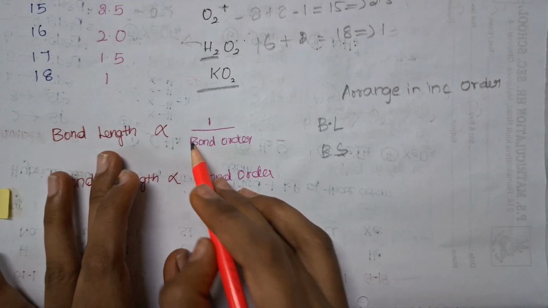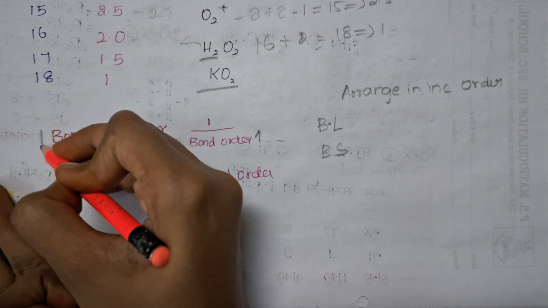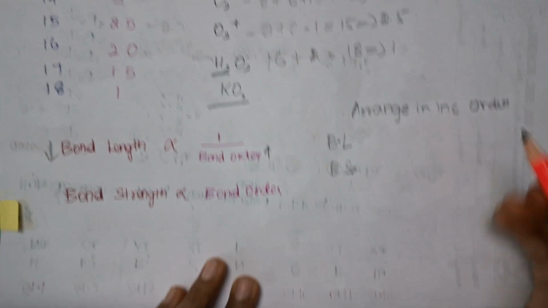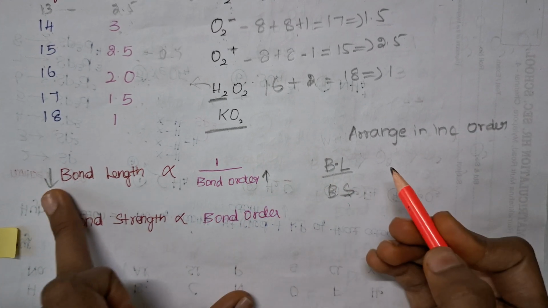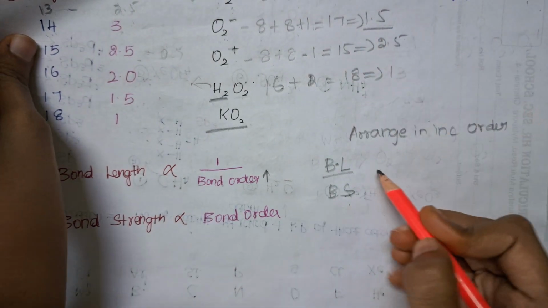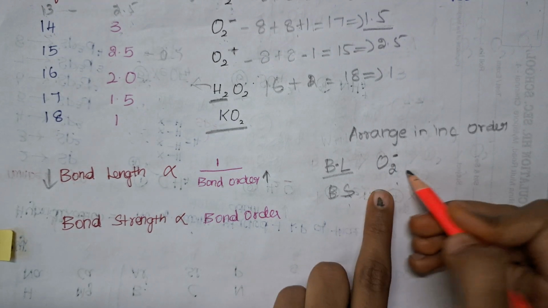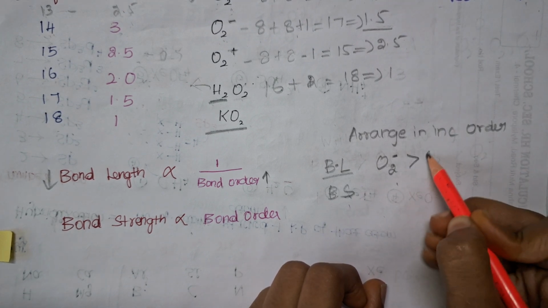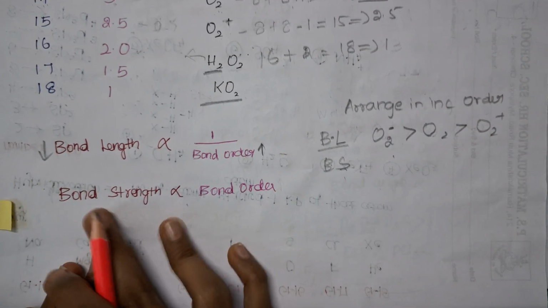See, your bond length is inversely proportional to your bond order. That means as bond order increases, bond length decreases. Am I right? So how will you arrange it in increasing order? Whichever has the lower bond order will have the highest bond length. That is the meaning, right? So which has the lowest bond order here? 1.5. So O2 minus will have the highest bond length. Now what will come next? O2, right? Then what is next? O2 plus.